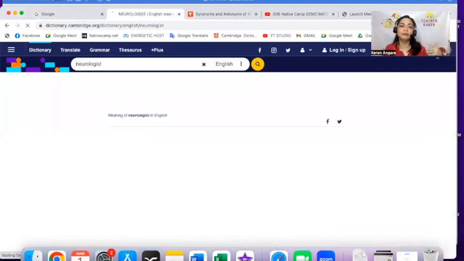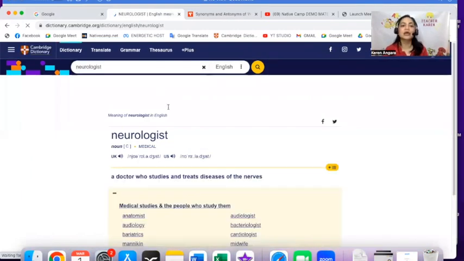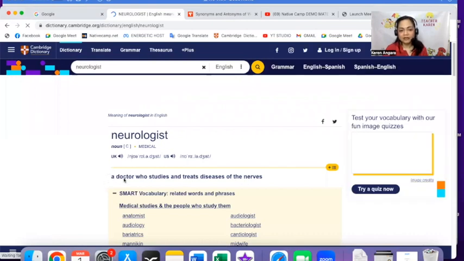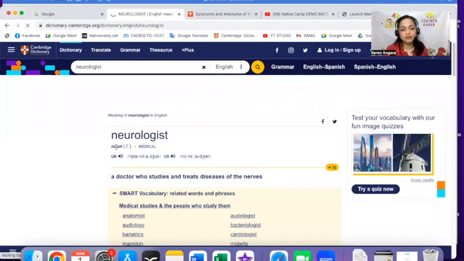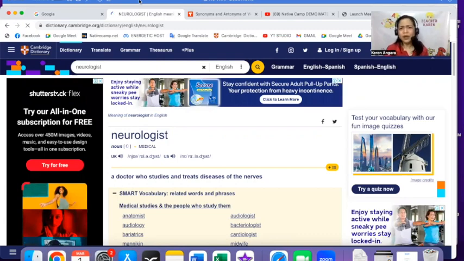Let's say the word is neurologist. For me, because I'm a nurse, I know it's a brain doctor. So here you have the definition and you also have the part of speech. It's a noun. Just in case you panic and you forgot that a neurologist is a noun, you could use the Cambridge Dictionary.